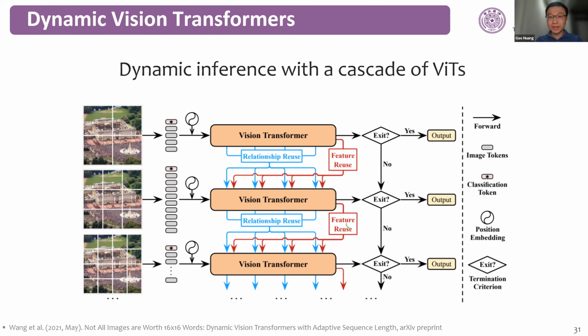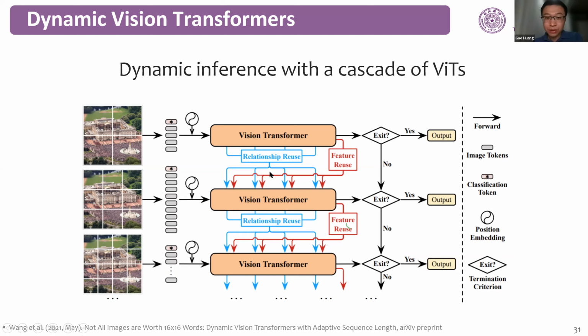Because there's only one network, we can continue the inference stage. However, in this cascade, if the prediction is not confident enough, we need to start again with a new architecture. And if we do not have this reuse module, then the computation is wasted for the earlier smaller model, right? So we developed two reuse modules. One is called the relationship reuse, and another is called the feature reuse.